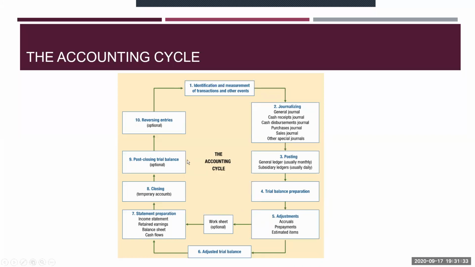After that, the adjusting entries that you prepared in step 5 would technically be reversed in the next period before you start the cycle again. Let's say your year is January 1st to December 31st. Up until step 9 is what will happen till December 31st. The reversing entries will not come until January 1st of 2020.